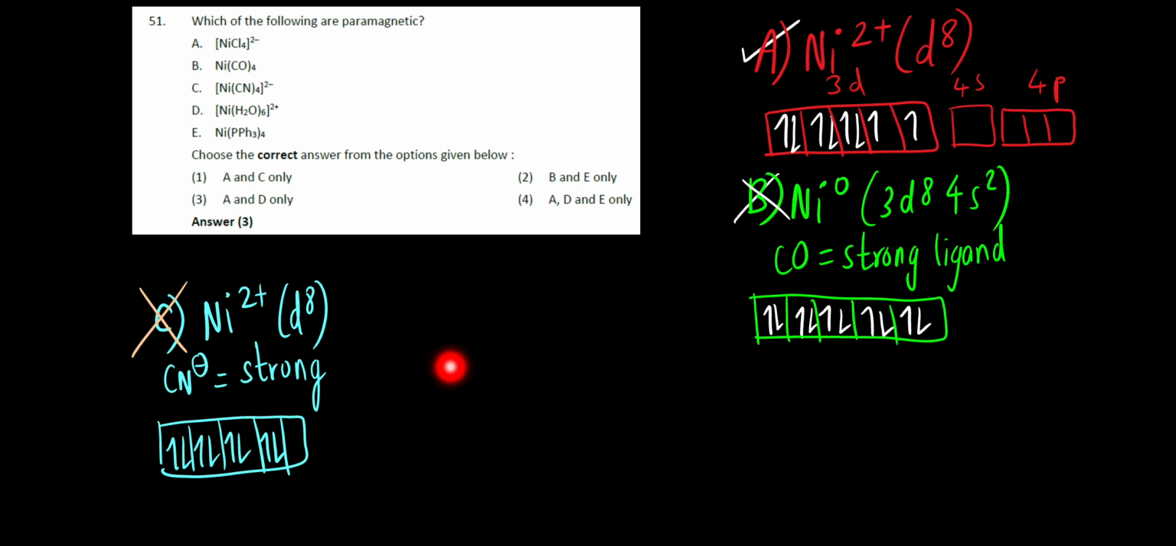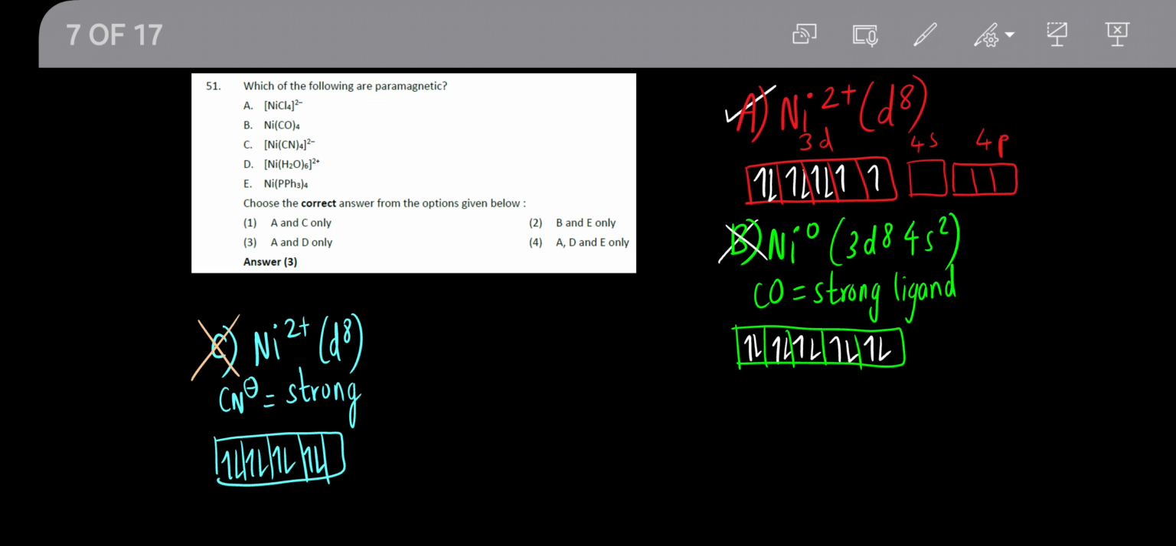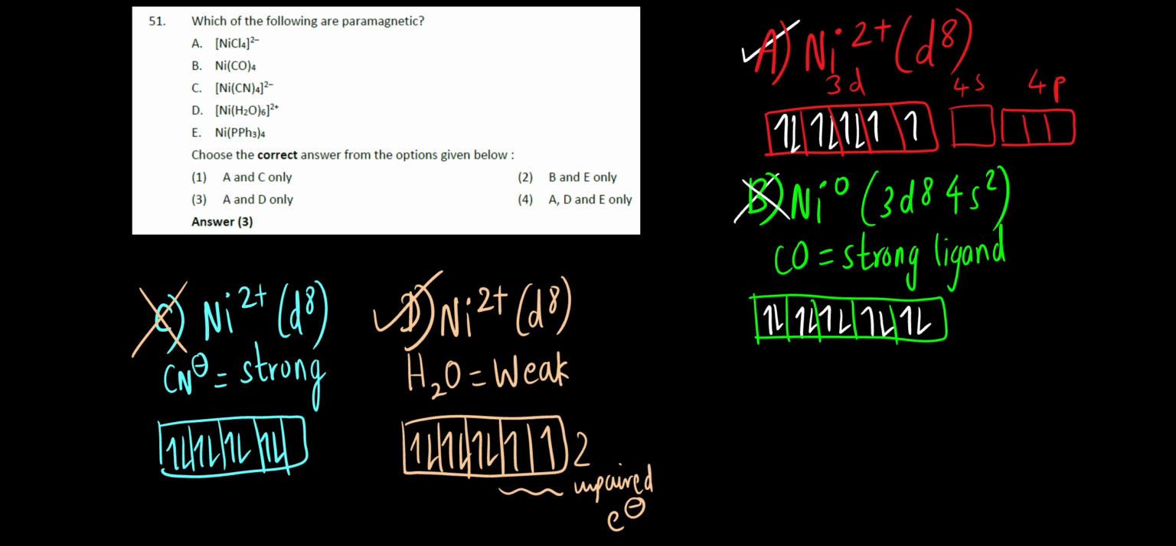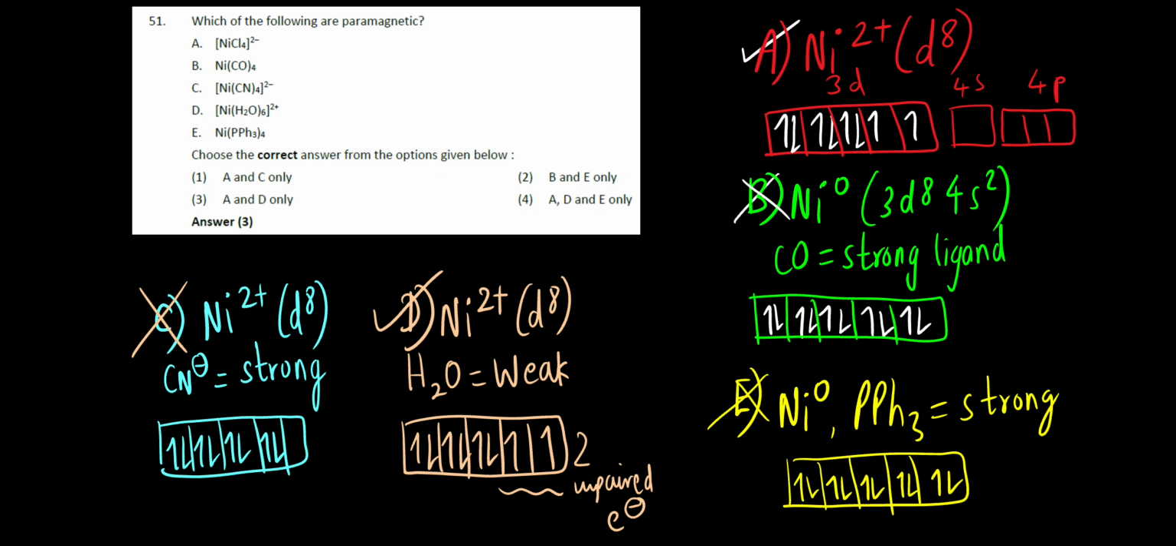Option C will be d8. Again, cyanide is a strong field ligand, so all 8 electrons will pair up. This will also have no unpaired electrons. Next is d8, but water is a weak field ligand, so no pairing will take place, and unpaired electrons are present. And the last one is again nickel 0, PPh3 is a strong ligand, so all electrons will be paired. So the correct answer is only options A and D, that is answer 3.